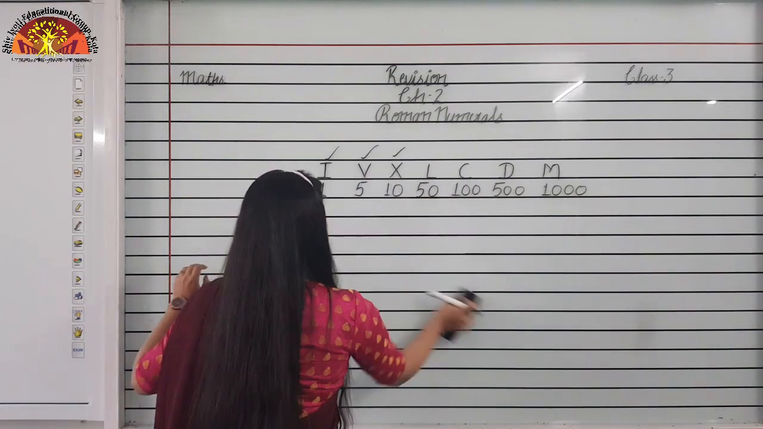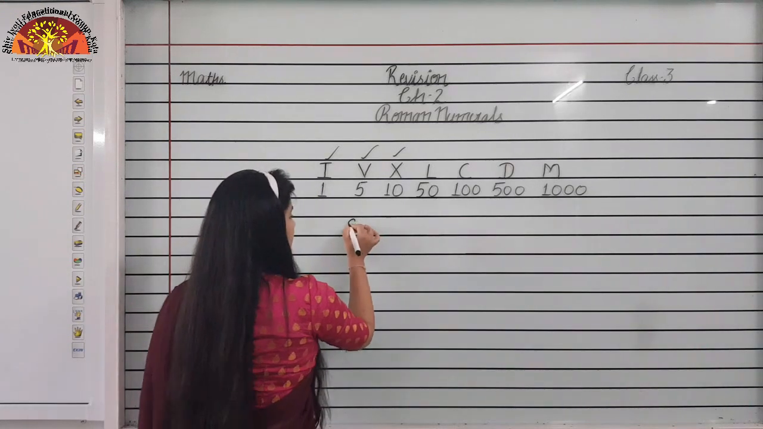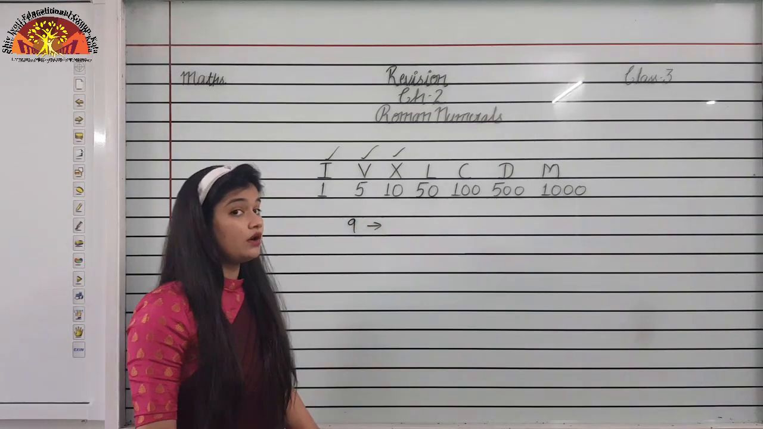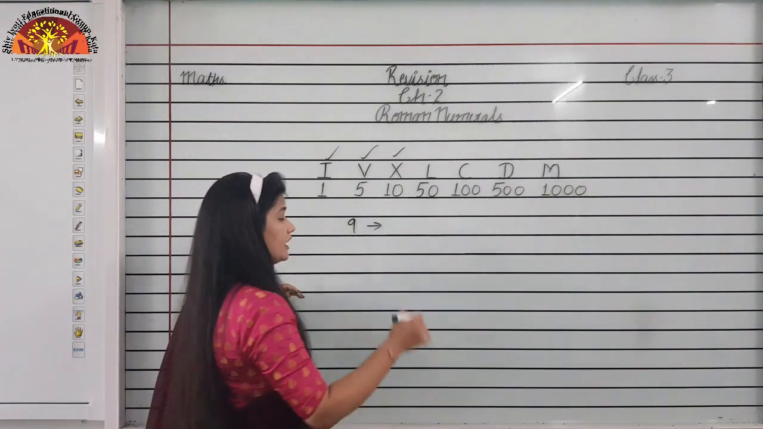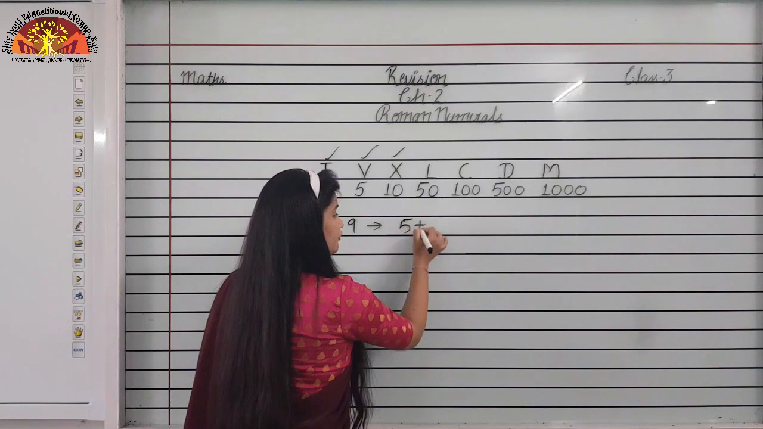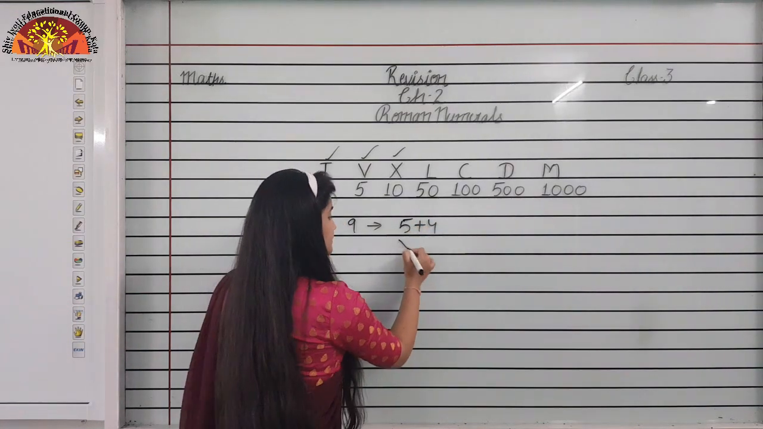Now suppose I am going to write 9. What do I have to do? मुझे 9 को क्या करना है? रोमन न्यूमरल्स में कन्वर्ट करना है. So what can I do? मैं ऐसा कर सकती हूँ 5 plus 4. Is it correct? Let's see.